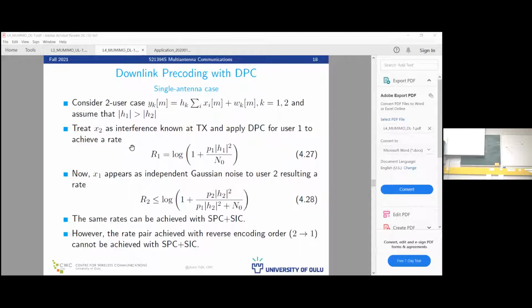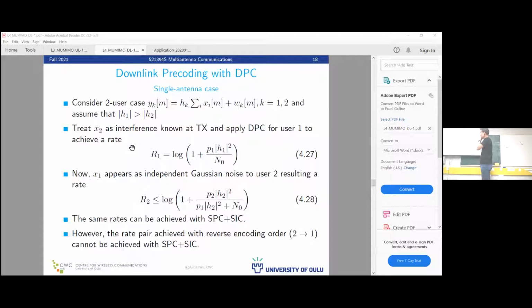h2 is larger than h1, this rate pair does not work, right? Because the channel of user 1 would be weaker than user 2. So then, therefore, user 1 would not be able to decode the message intended to user 2, given the interference of user 1, because the channel would be smaller. Right? You can do that. Just plug in some values H1 and H2, and you will see that.